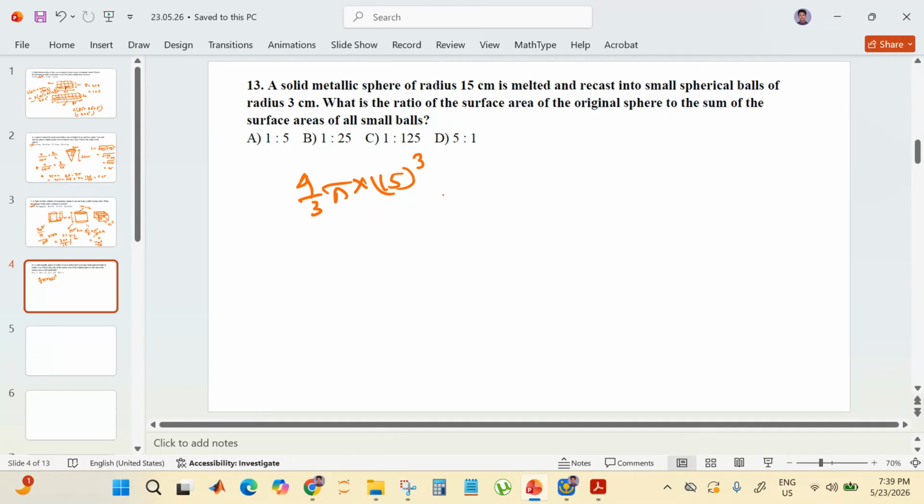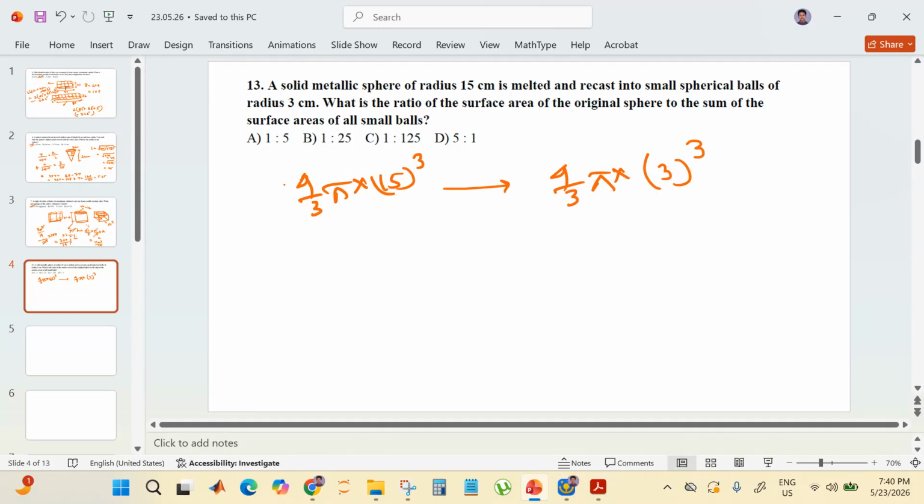So small spherical balls of radius 3 centimeter means 4/3 pi into r cube, and r cube means 3 cube again. So what is the ratio of these two? What is the ratio of the surface area of the original sphere to the sum of the surface areas of all small balls? How many small balls will be there? You have to first find how many small balls there are.